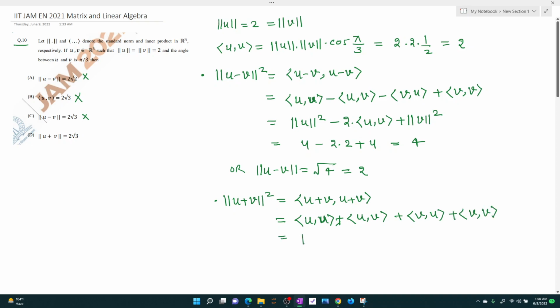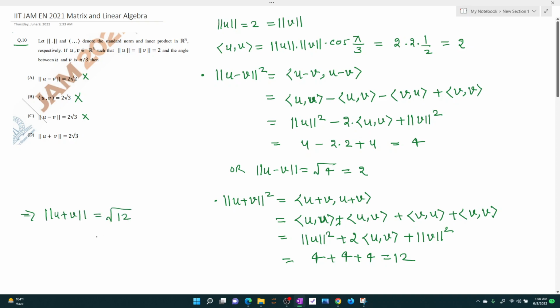Which can be further written as norm of u whole square plus twice the inner product of u and v plus norm of v whole square. Using the values we have, this becomes 4 plus 4 plus 4, which is 12. Therefore norm of u plus v is the square root of 12, which is 2 square root of 3, as 12 can be written as 4 multiplied by 3. So option D is correct here.